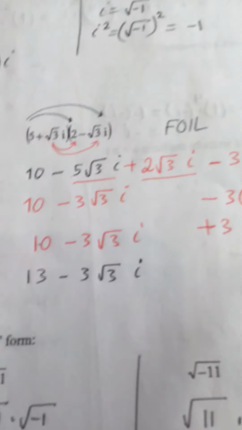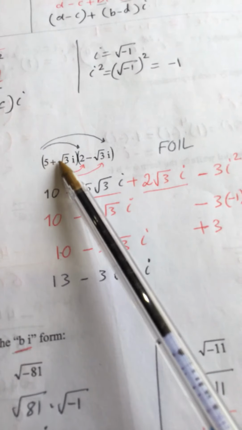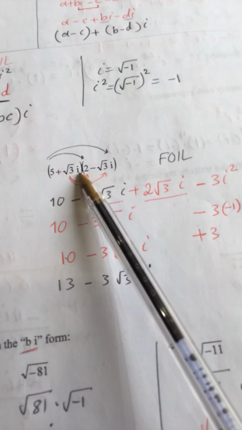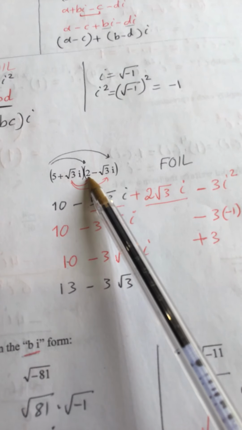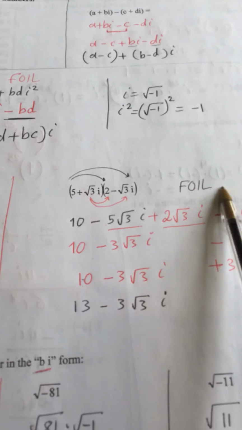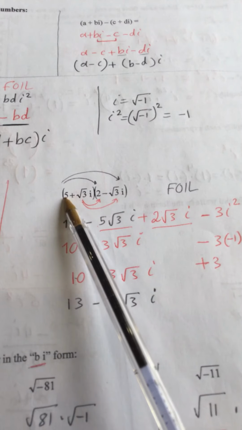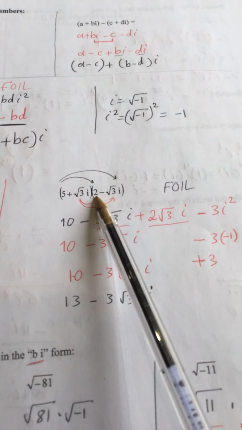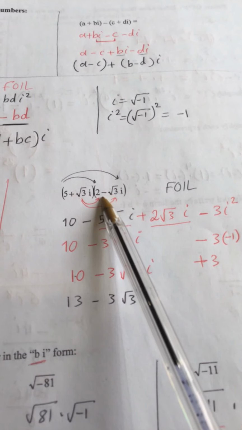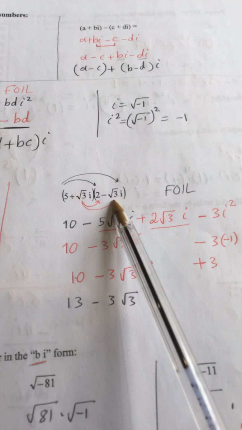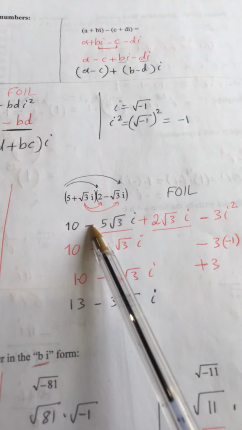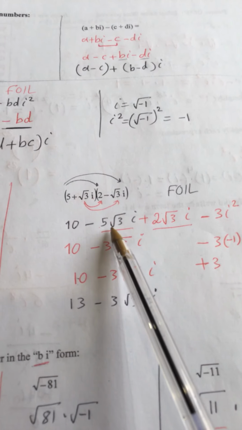Multiply these two complex numbers: 5 plus square root of 3 times i, times 2 minus square root of 3i. So use the FOIL method. So 5 times 2 equals 10. 5 times negative square root of 3i equals negative 5 square root of 3i.